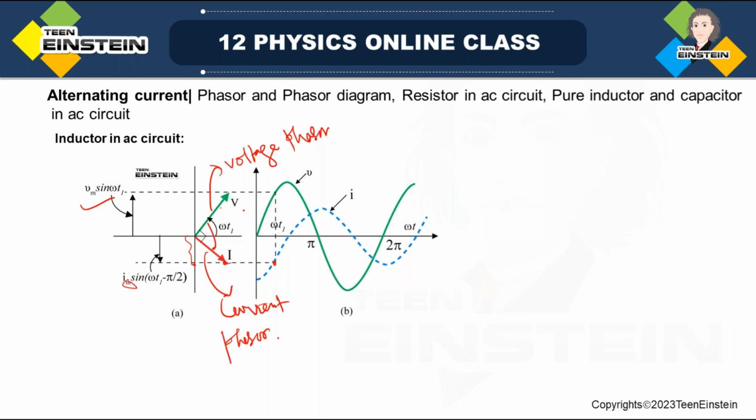Okay, the difference. And you look here, since they have a phase difference and the current is actually lagging, the current is lagging by 90 degrees, or pi by 2 radian. So the current is lagging behind the voltage by 90 degrees.